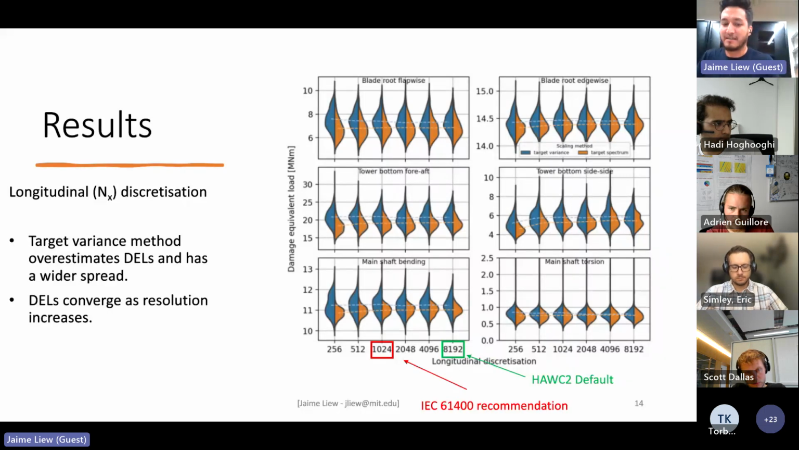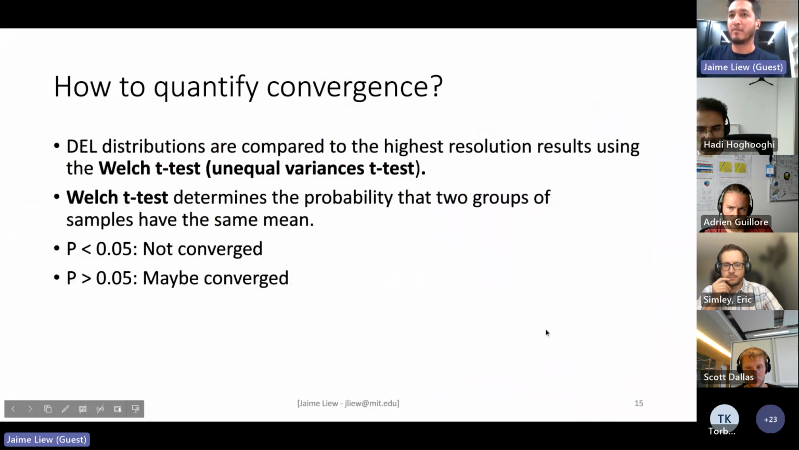So I've safely concluded that, for the rest of the investigation, I don't use this scaling approach. I'm only focusing on the orange approach, which is keeping the spectrum consistent. And we see that with the IEC standards, you can get away with 1,024 points longitudinally over this 10-minute turbulence box. The HAWC2 default is quite high, just over 8,000 points. In the end, what I recommend is actually somewhere in between, but I'll get to that.